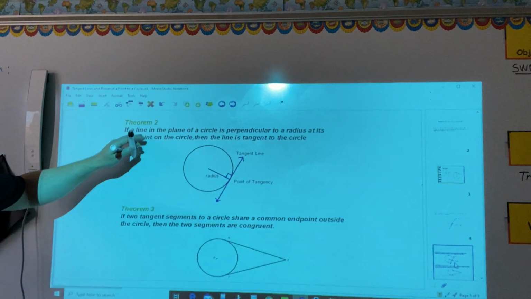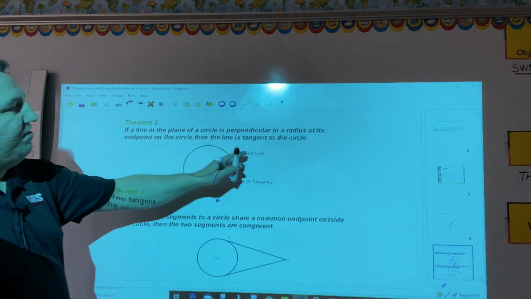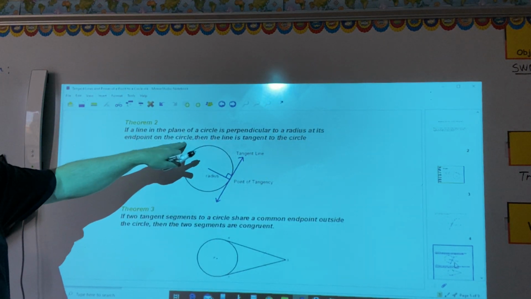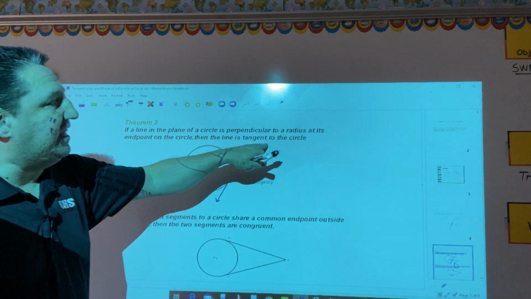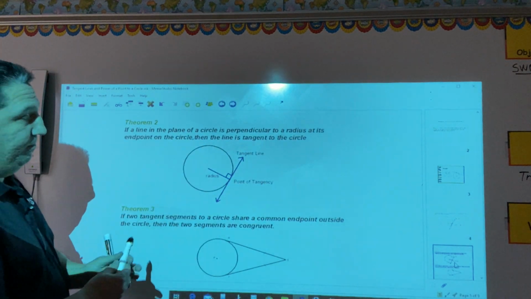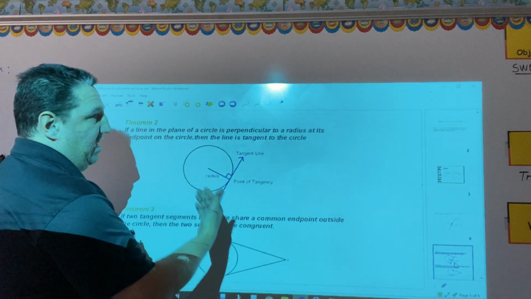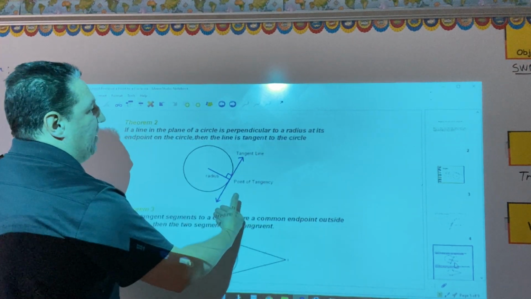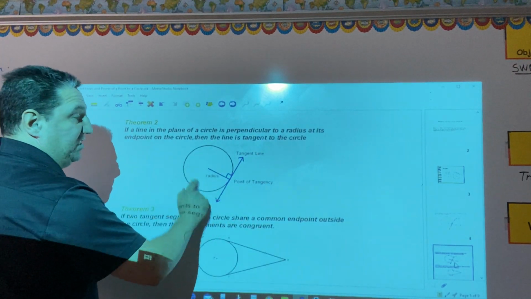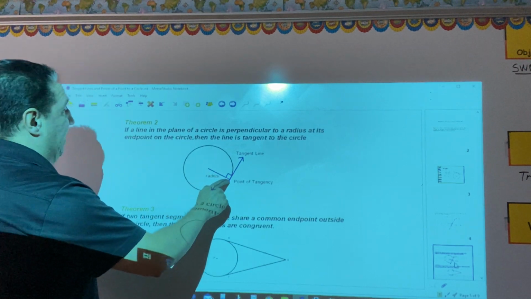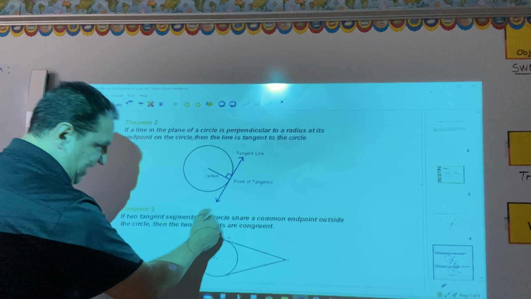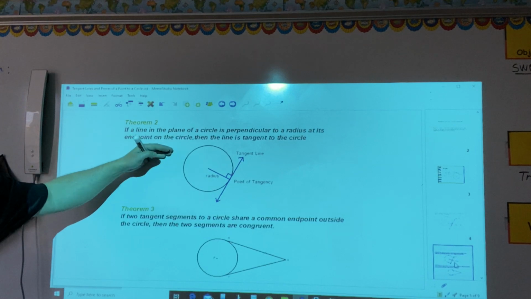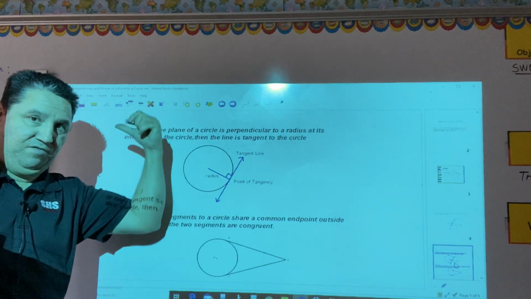Also, if a line in the plane of a circle is perpendicular to a radius at its endpoint on the circle, then the line is tangent to the circle. In other words, if we have a line perpendicular to the radius of the circle at its endpoint, then this line is tangent. This is the so-called converse of the first theorem.